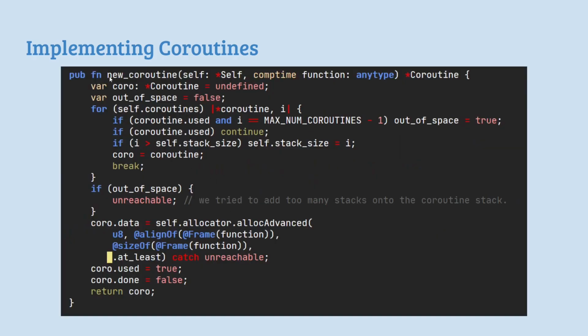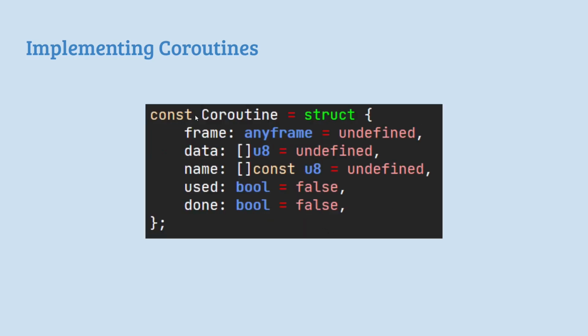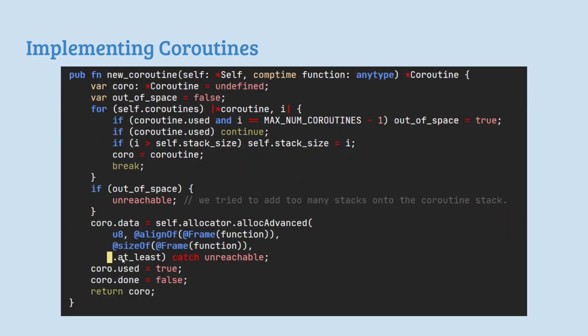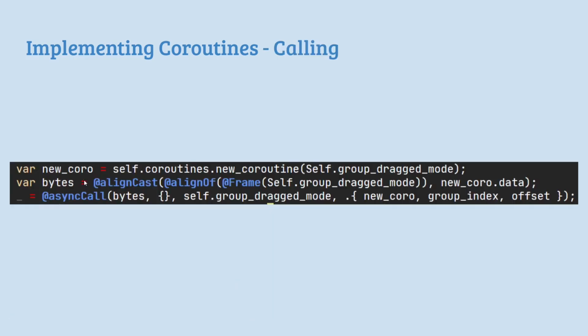So this is how I am creating new coroutines. First I check all of the coroutines. If they are used, then I go to the next one. If they're not used, then I use that coroutine. Then we have to allocate data for this, as mentioned previously. This data needs to be allocated. So that's done here using these functions, and it's marked as used and not done.